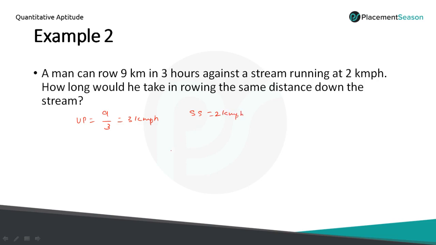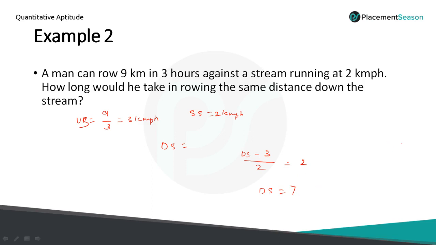So what is our question? How long would he take in rowing the same distance down the stream? That is downstream. So which equation relates upstream, speed of the stream, and downstream? We can simply write the equation like this: downstream minus upstream, divided by 2, equal to stream speed, that is 2 km per hour. So downstream equals 4 plus 3, 7. So the speed is 7 km per hour downstream.